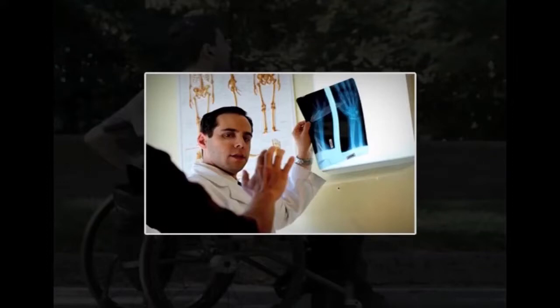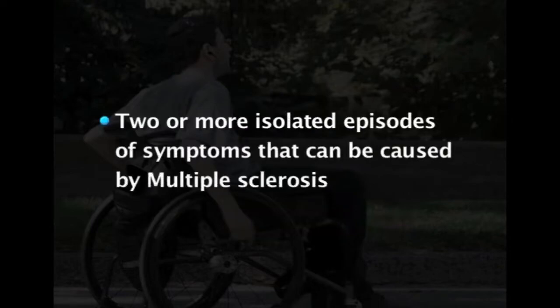How can multiple sclerosis be diagnosed? Making the diagnosis of multiple sclerosis isn't easy because the symptoms are vague and often fleeting. Factors that a health professional considers are 2 or more isolated episodes of symptoms that can be caused by multiple sclerosis. The episode must last at least 24 hours and it has to occur a month apart. MRI test shows the area of demyelination, which is the lesions.